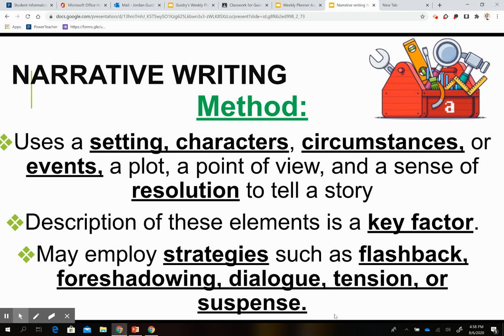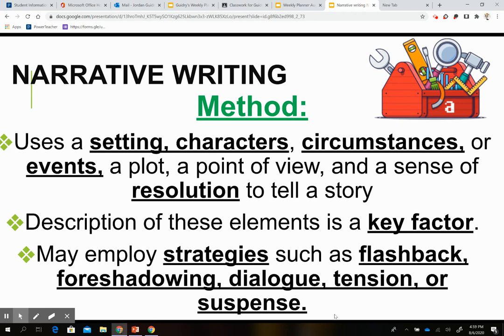And then you're going to move on to your description. Description is key. This is going to be using those five senses: sight, sound, smell, touch, and taste to describe your setting, your characters, your circumstances, your events, everything that's in your story. So make sure that the reader can picture what you're describing in your head.